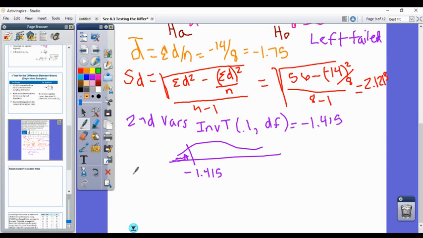Okay, so my formula is d bar minus the difference in our means.